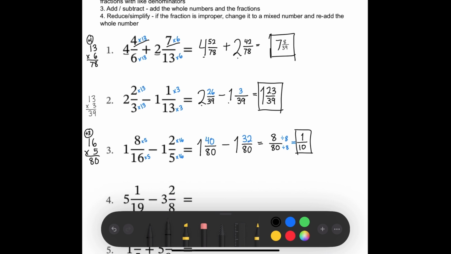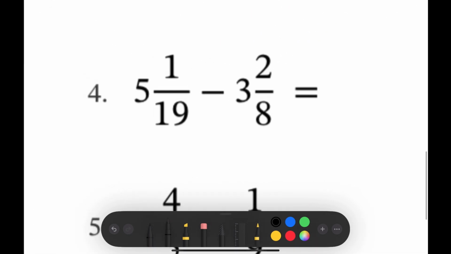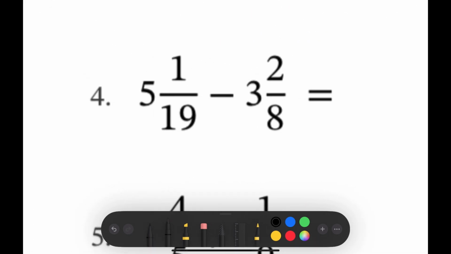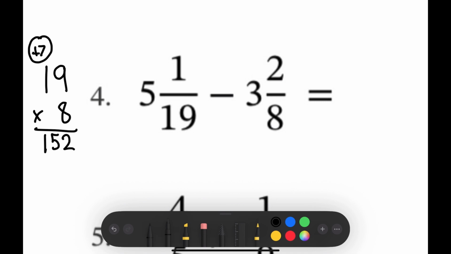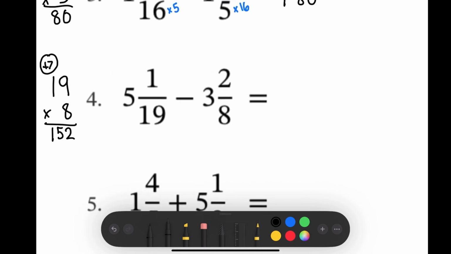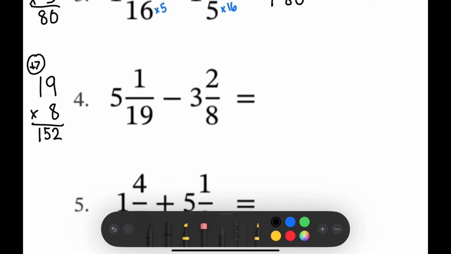All right, you're doing great so far. Let's do this next one. 19 and 8. So we're going to be multiplying some big numbers. 19 times 8. 8 times 9 is 72. Carry the 7. 8 times 1 is 8, plus 7 is 15. So now our denominator is 152. That's huge. But we can do it.